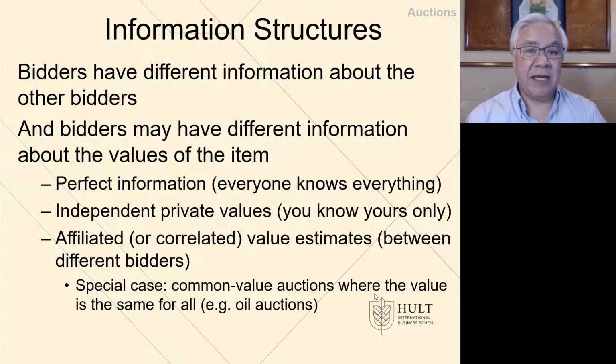And there's a special case, which is called a common value auction, where the common value to all is unknown, and we're just trying to estimate what that might be. The case here would be an oil auction, where we're auctioning off the mineral rights to what's underneath the ground. Those are examples of a special case called common value.